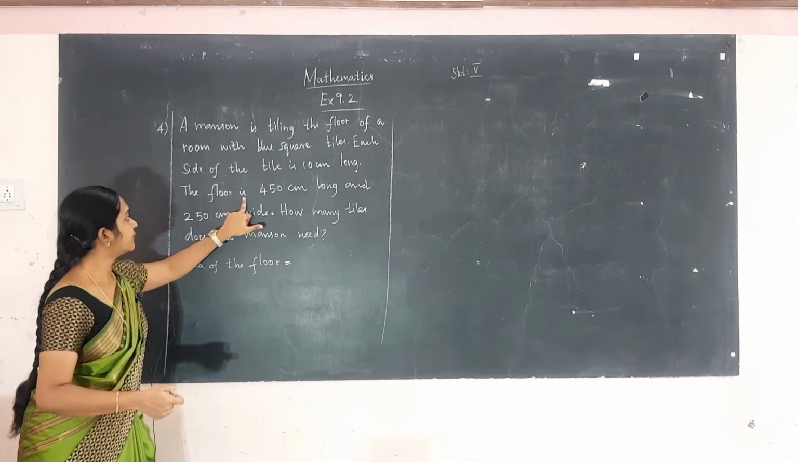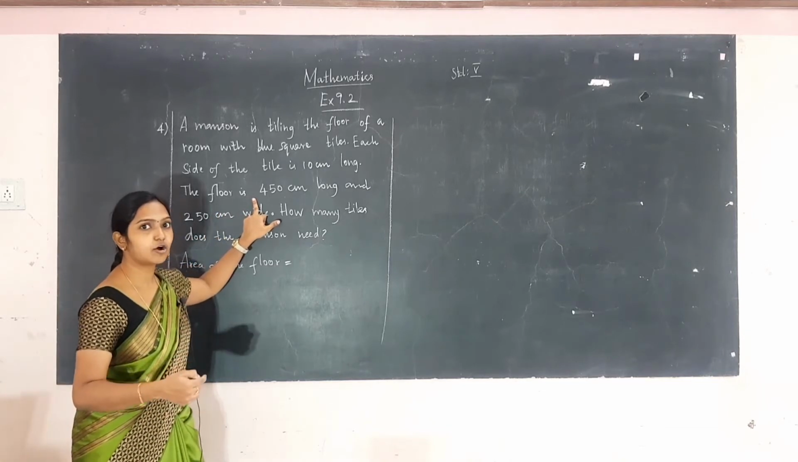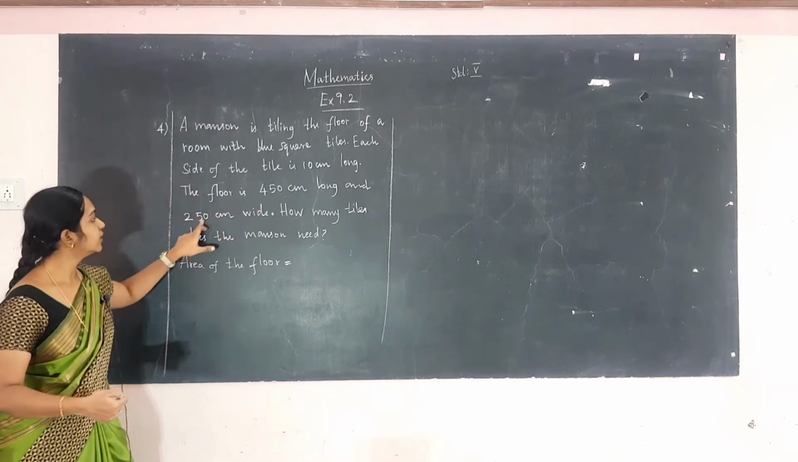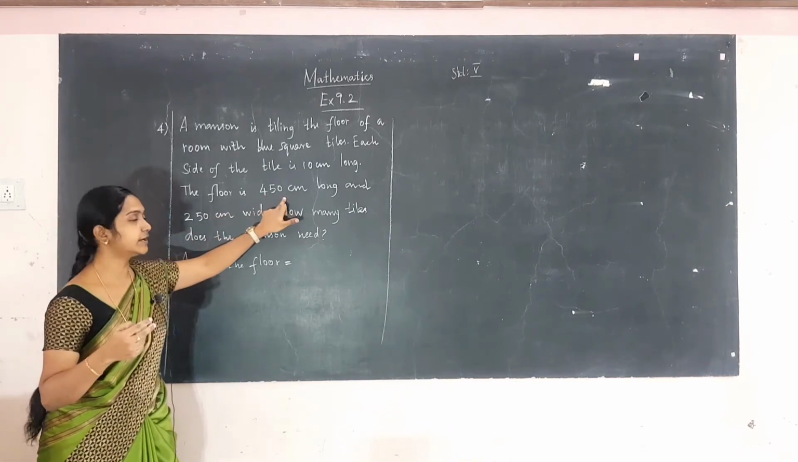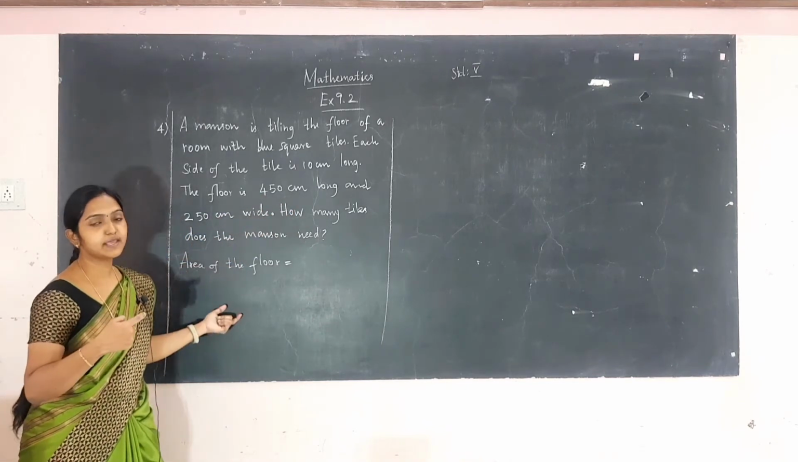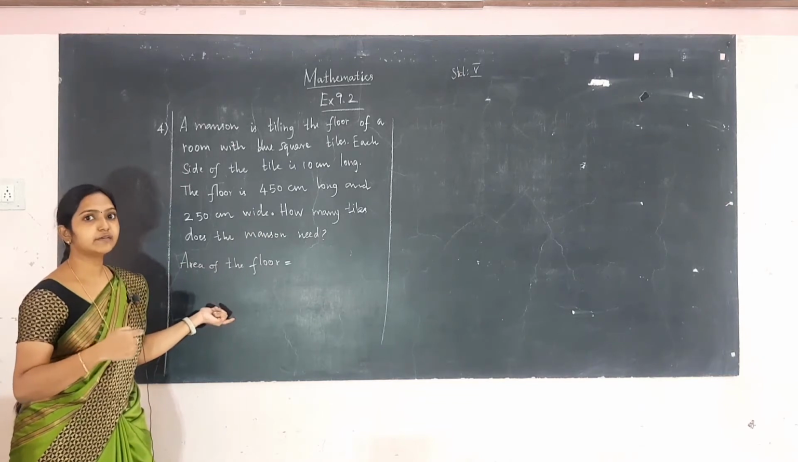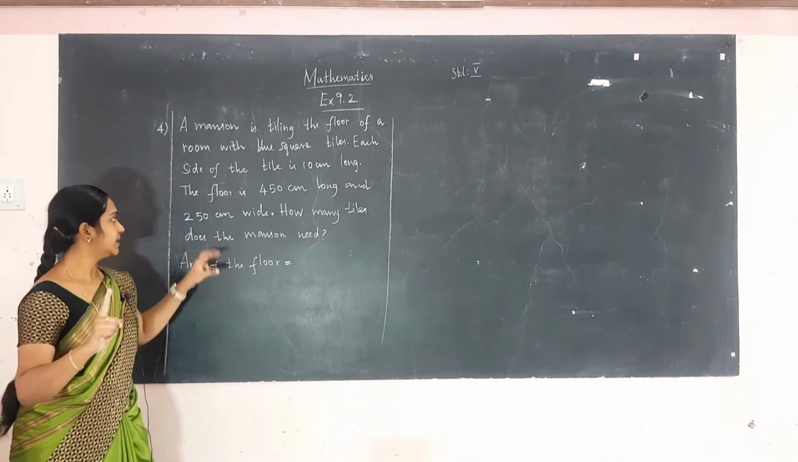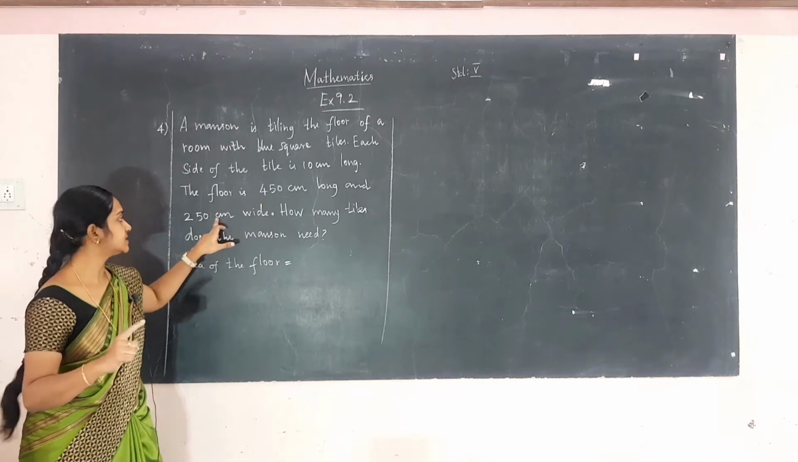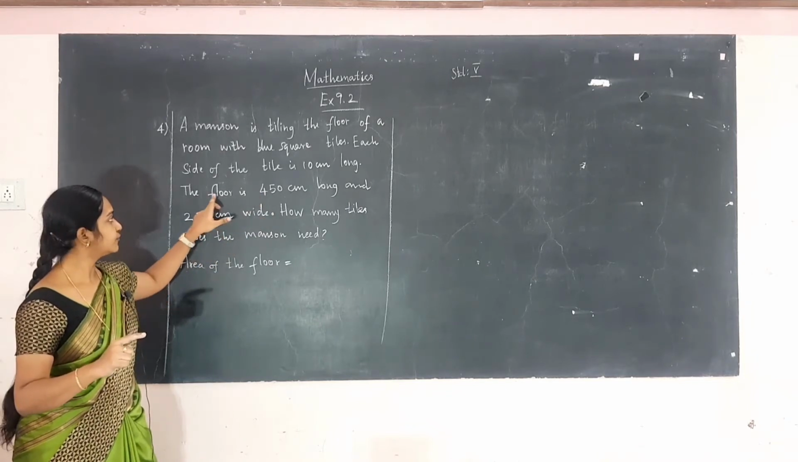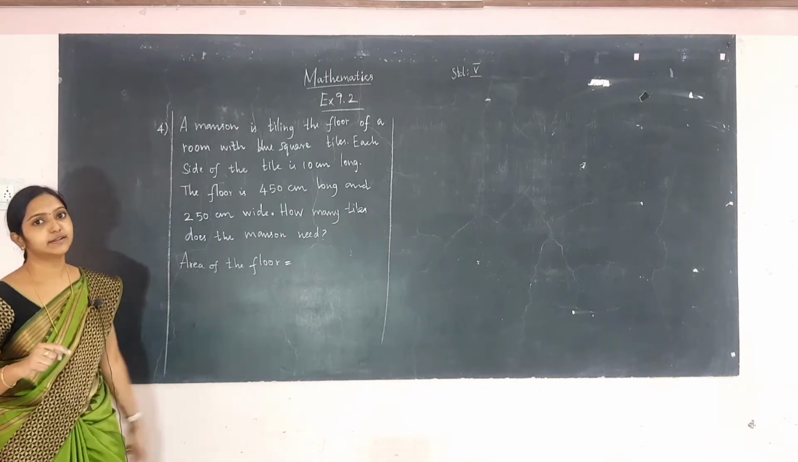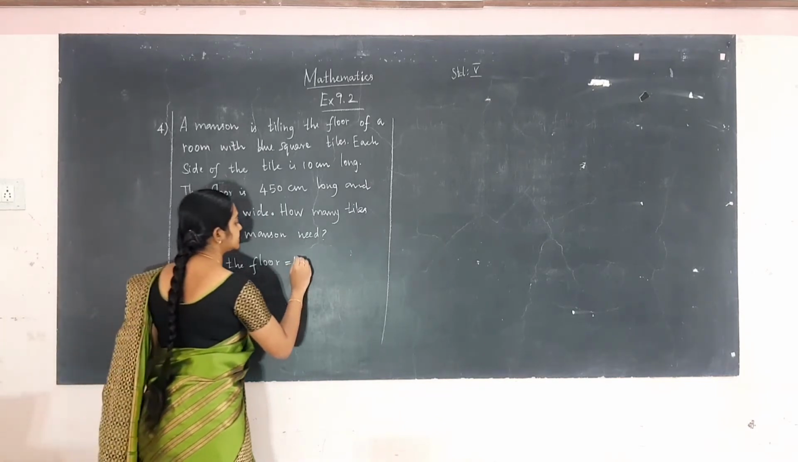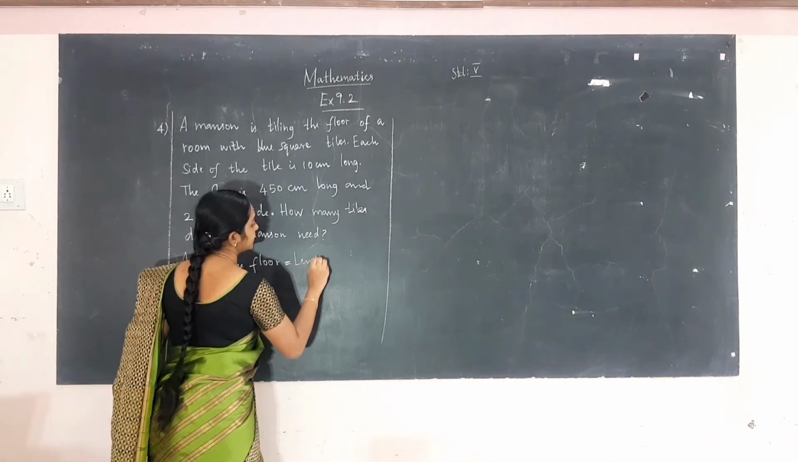We have to find whether it is a rectangle or square. Here two measurements are given, 250 and 450, so this must be a rectangle. For a square we need only one measurement. So to find the area of the floor, we have to find the area of the rectangle, that is length into breadth.